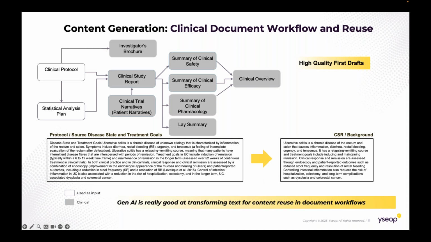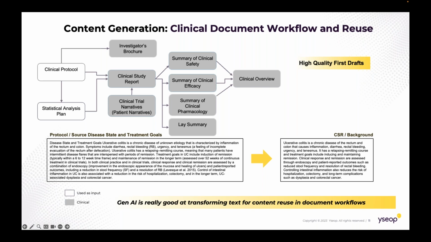Well, I mentioned it's important to have high quality. So in this case, we create high quality first drafts that are automated, and you can use content, say from a protocol document, reuse that in sections of other documents. And if you're in this space, content reuse has been a topic for a number of years now. But if you take a look at reuse a little bit more specifically and consider generative AI technology, GenAI is really good at transforming text from one document for reuse in another.